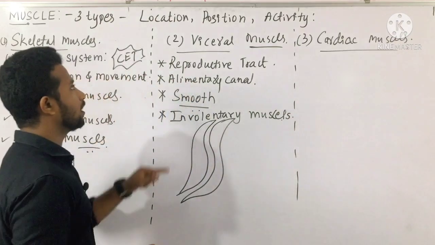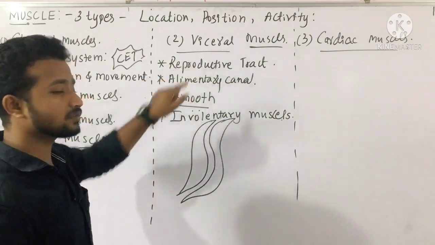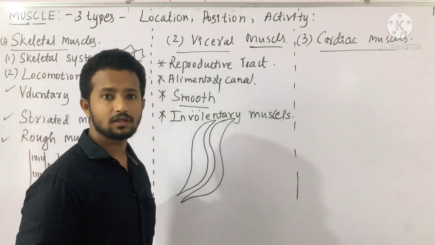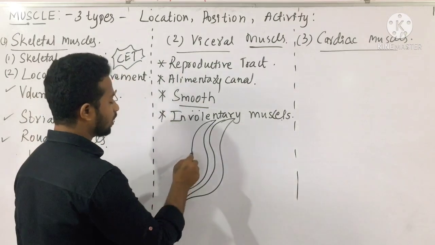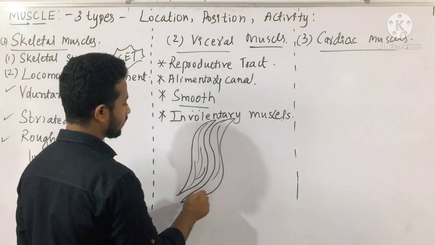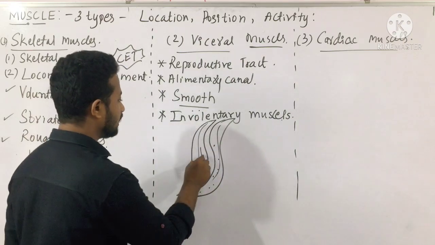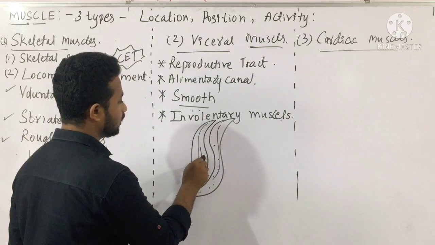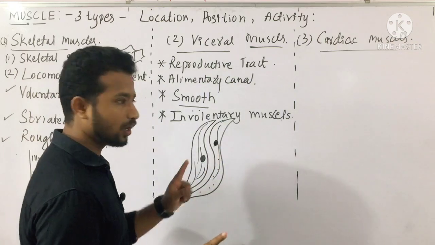Which muscles are called involuntary muscles? Visceral muscles are involuntary muscles because they are present in involuntary organs. We cannot control the movement in these involuntary structures. On the inner side of these muscle fibers, the cytoplasm, the plasma membrane, everything is present. The nucleus is also present. The uninucleate condition is observable, which means one cell has one nucleus.